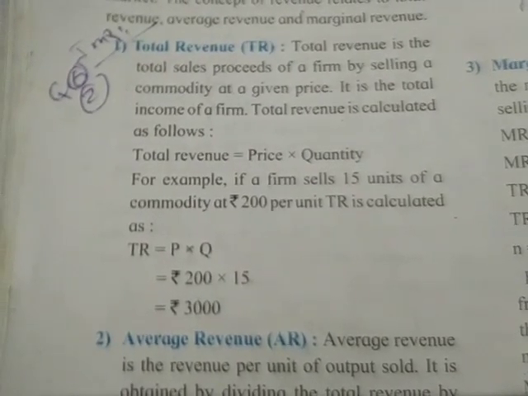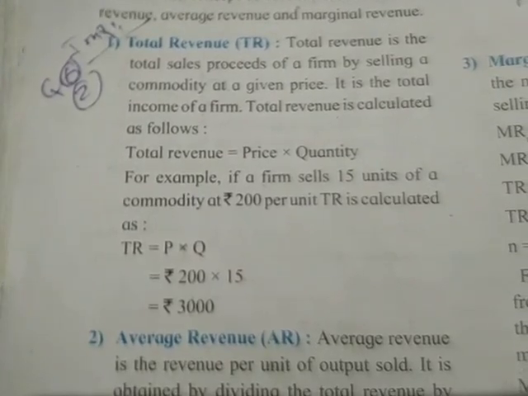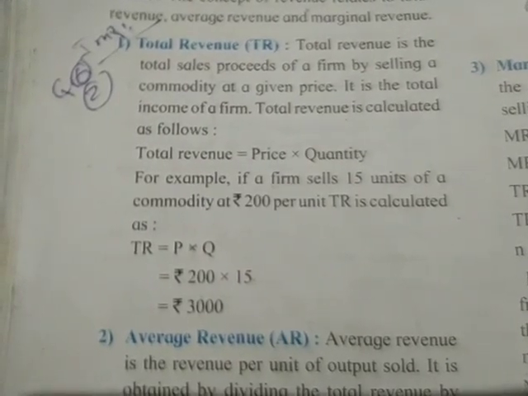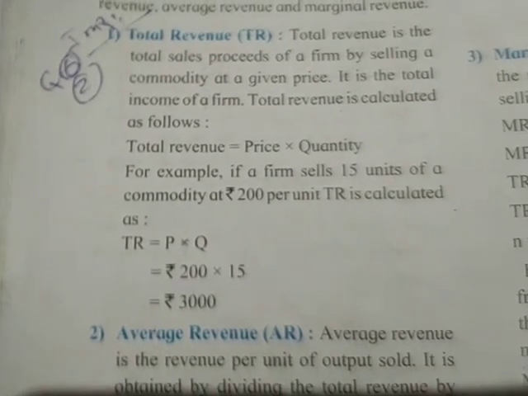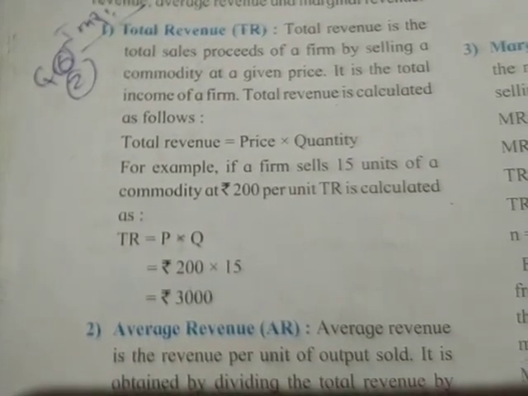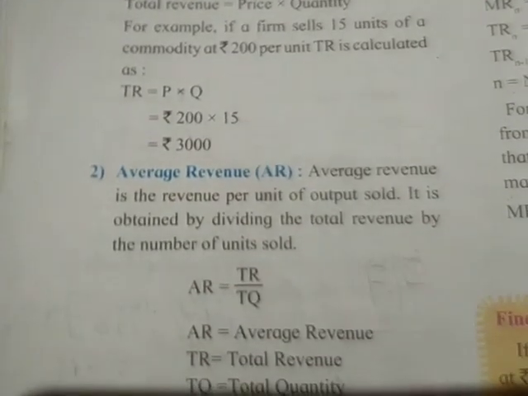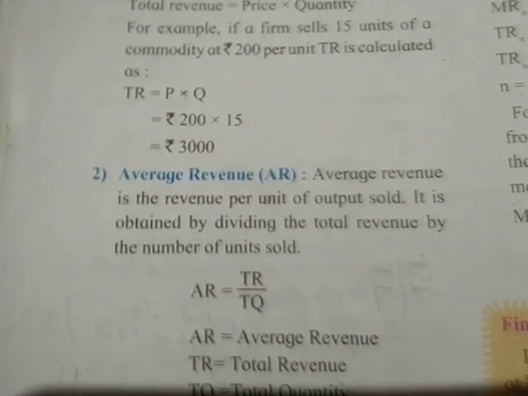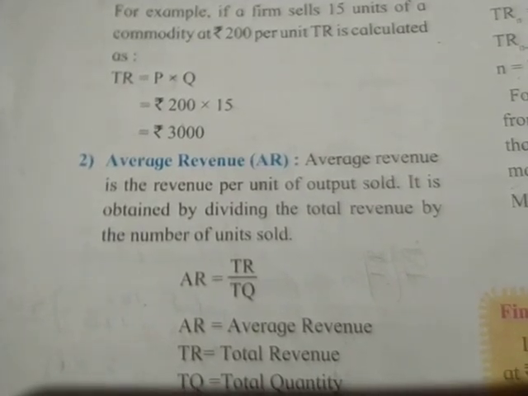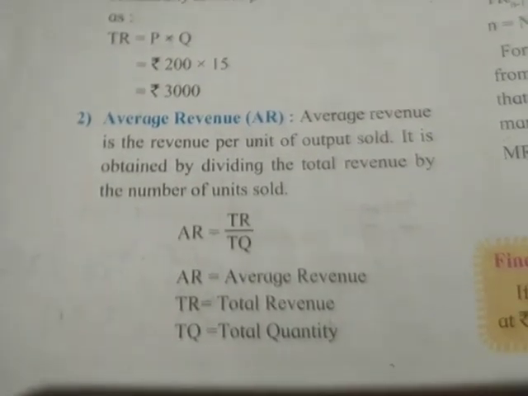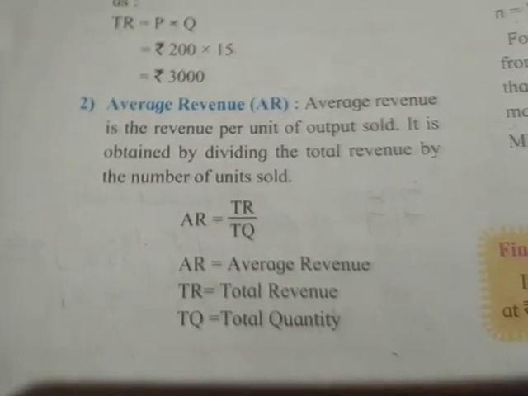Total revenue is calculated as follows. Total revenue is equal to price into quantity. For example, if a firm sells 15 units of a commodity at rupees 200 per unit, TR is calculated as TR is equal to P into Q, which is rupees 200 into 15, which gives the answer rupees 3000.